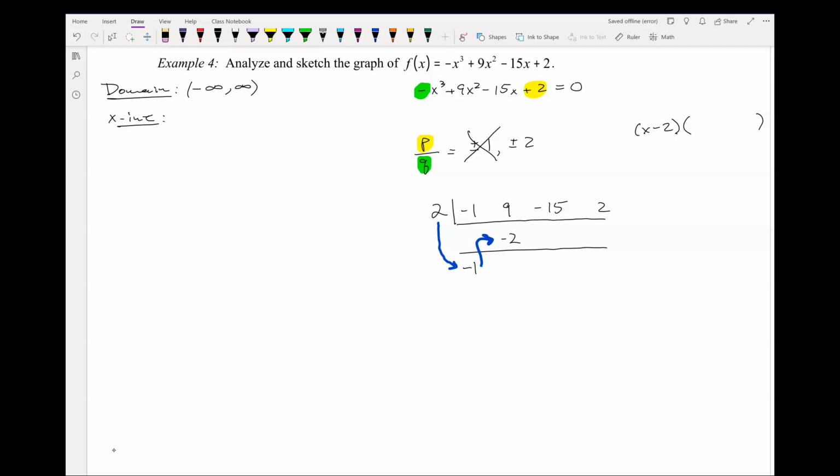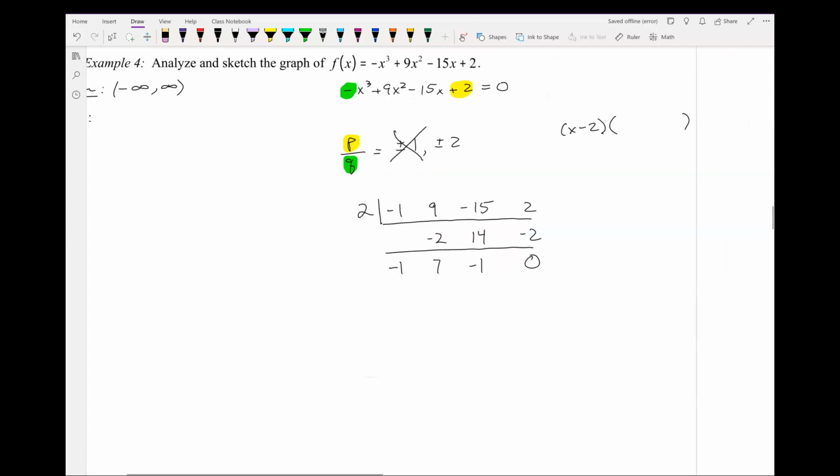And then we add straight down, and we're going to get a 7. And again, we're going to multiply the 7 and then we're going to write the result right there. And that gives us a 14. Then we add straight down, and we get a -1. And we multiply here. We write the result right there. That gives us a -2, and we get a 0. And that 0 basically tells us that we don't have a remainder.